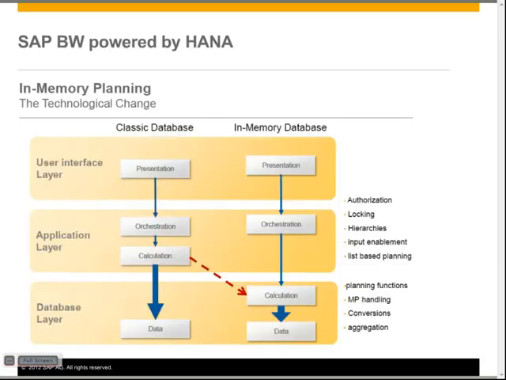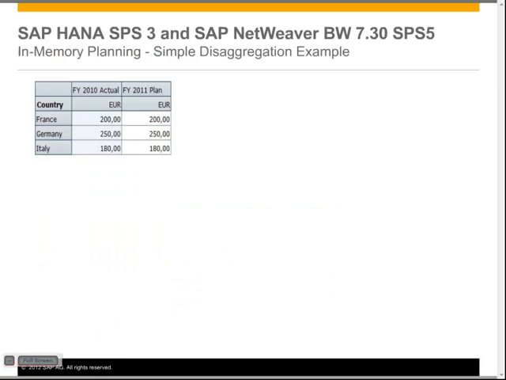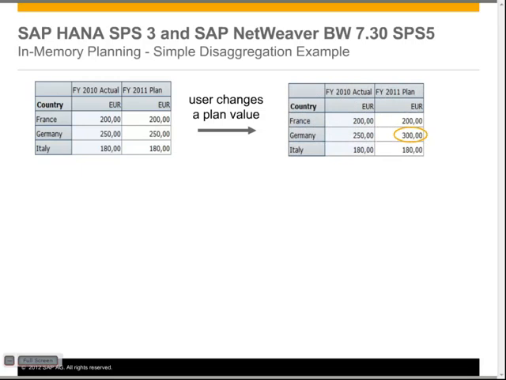How would it work in practice? Well, the planning calculations can be moved down to the database layer, thereby increasing the speed greatly. So this goes in line with what we discussed at the beginning of this unit, with the classic versus the future approach. So how does it work in practice?